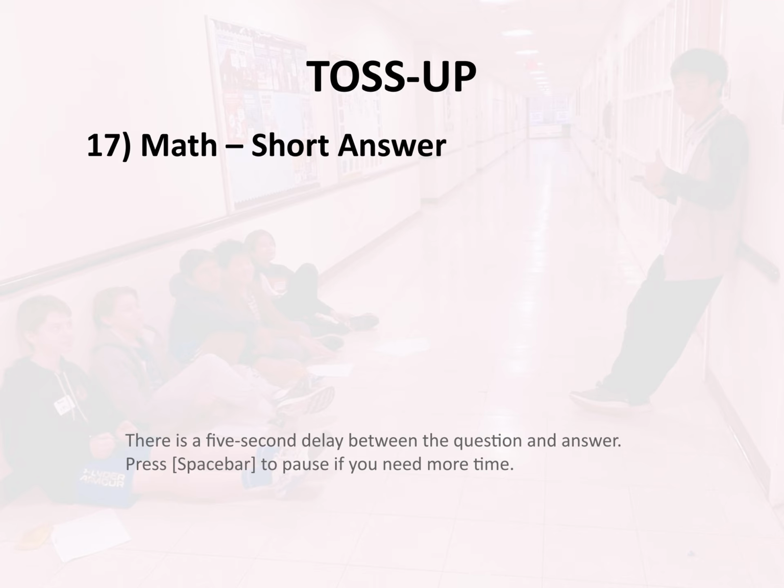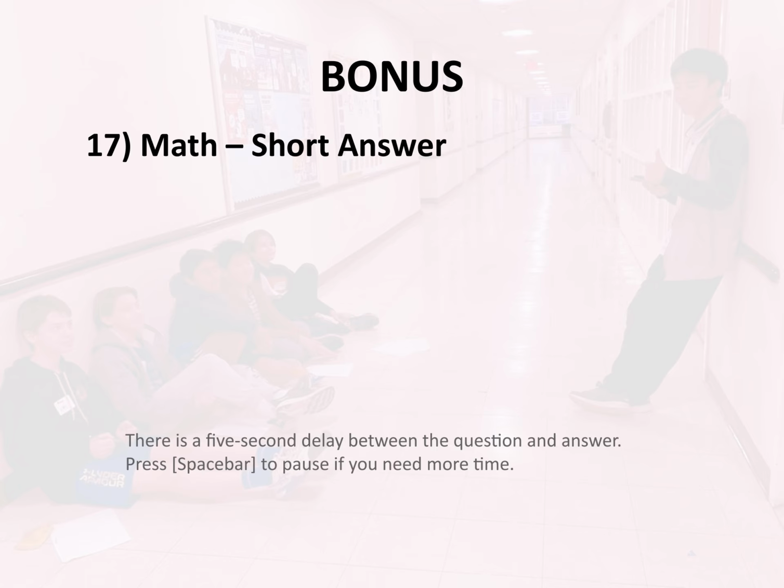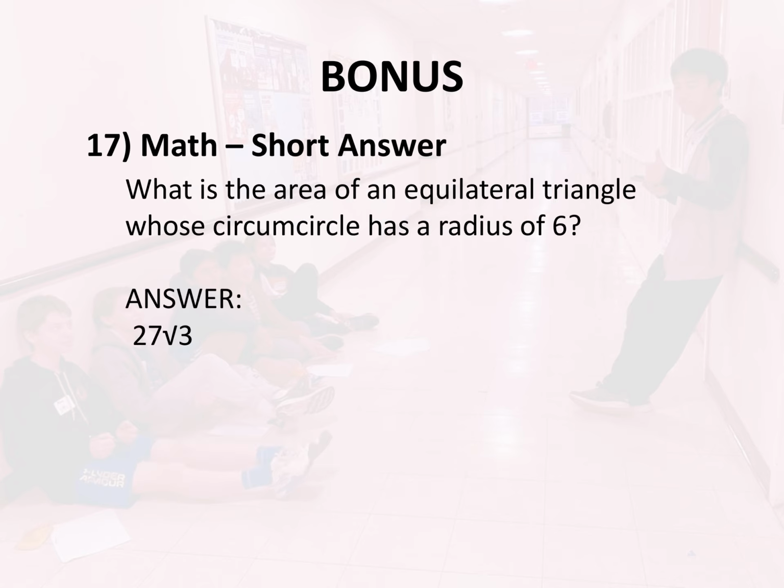Toss-up 17. Math, short answer. What is the integer part of the log base 5 of 1000? Answer, 4. Bonus 17. Math, short answer. What is the area of an equilateral triangle whose circumcircle has a radius of 6? Answer, 27√3.